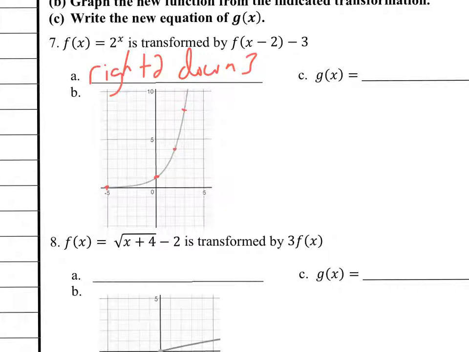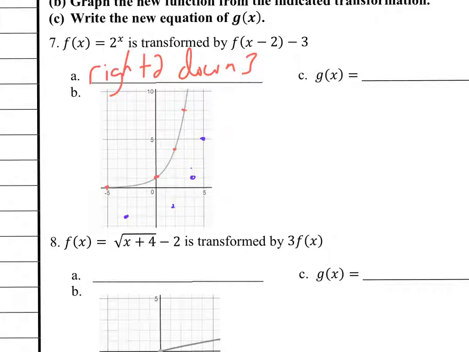So I'm going to take each point that I just plotted there. Those are on lattice points where the x and y lines intersect. And I'm going to move it right 2, down 3. So right 2, down 1, 2, 3 is right here. I'm going to do the same thing for each of the other points: right 2, down 1, 2, 3.